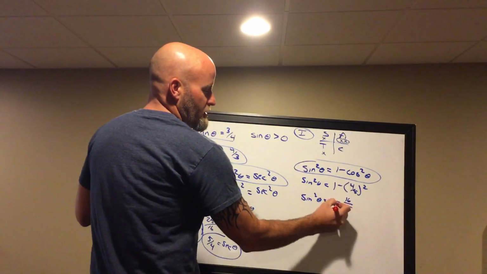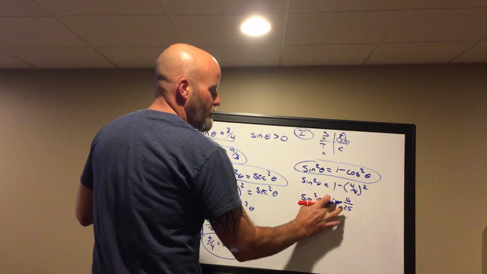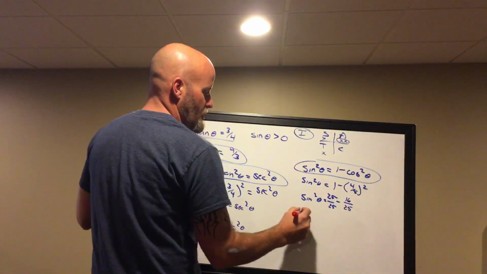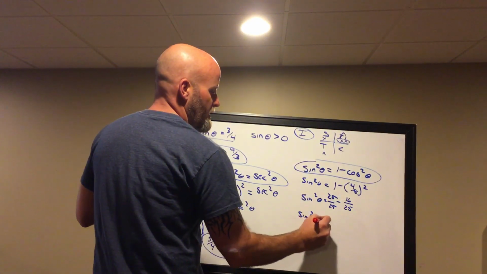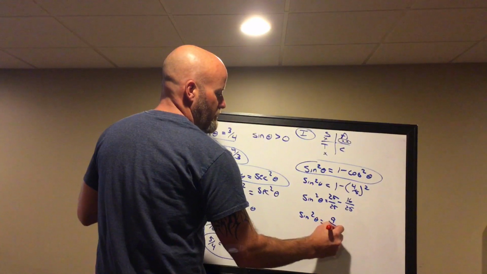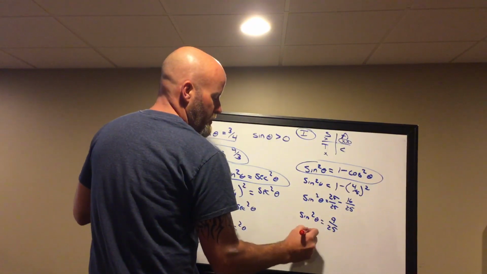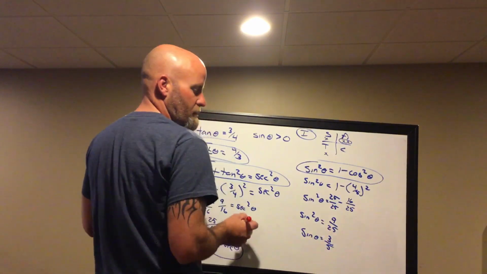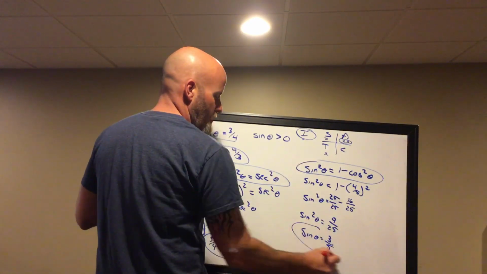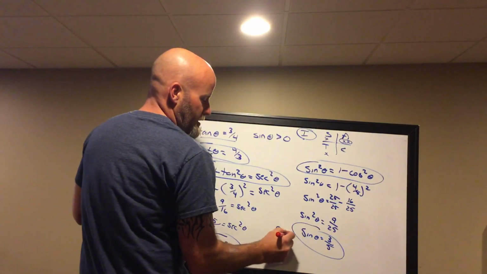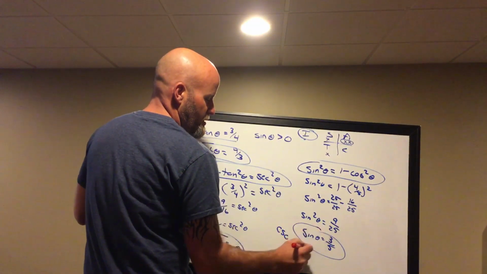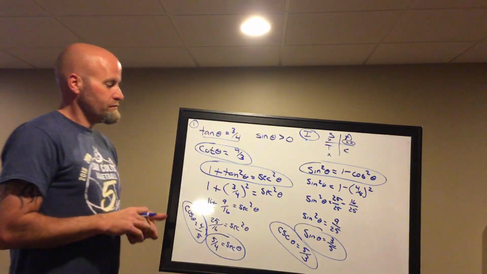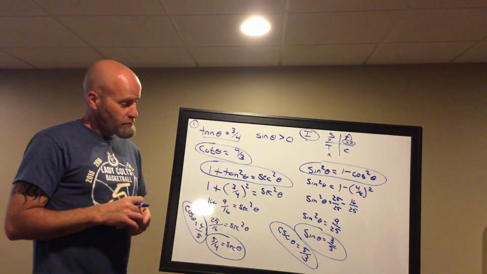Again, this one's going to turn into 25 over 25. So sine squared theta is equal to 9 over 25, and then square root both sides, and I get 3/5 for that one. Again, positive because we're in quad 1. And last but not least, cosecant theta, just the reciprocal of that, 5/3. All right, so that should have been number 1.